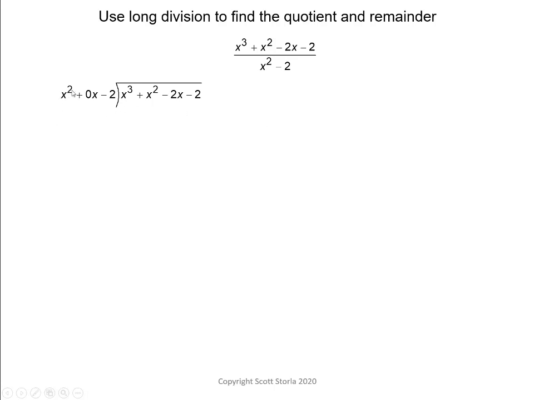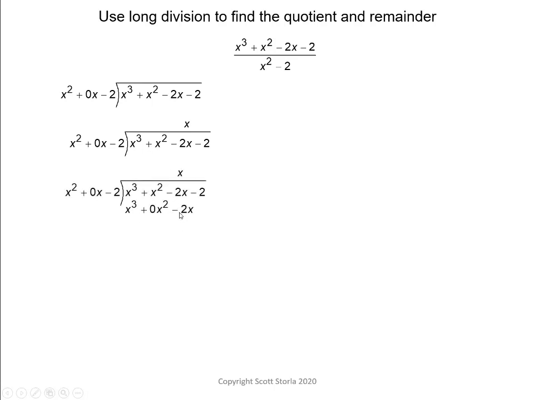Now I put my attention on the leftmost term and ask myself, what do I need to multiply x squared by to get x cubed? And the answer is x, and so that's what I'm going to put above the bar. Now I carry out the distribution. x times x squared is x cubed. x times 0x is 0x squared. And then I'll be subtracting 2x. I've just multiplied, multiplied, and multiplied.